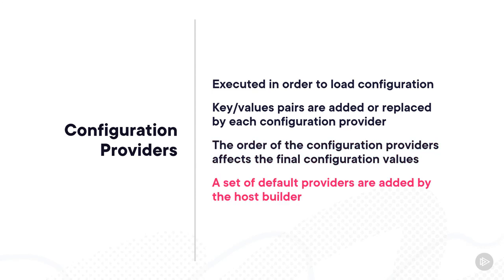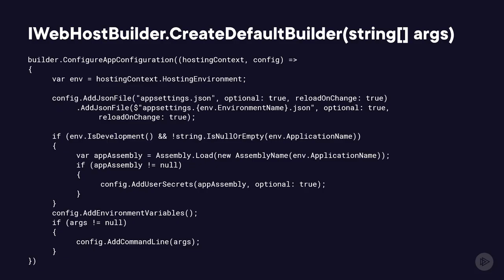The default web host builder includes some default configuration providers for applications. Here's the code within the hosting framework which defines the configuration providers used by default to load application configuration. As we'll see a little later, we can add or remove configuration providers. For many applications, these defaults are often sufficient. Let's first make sure we understand what this code is doing.